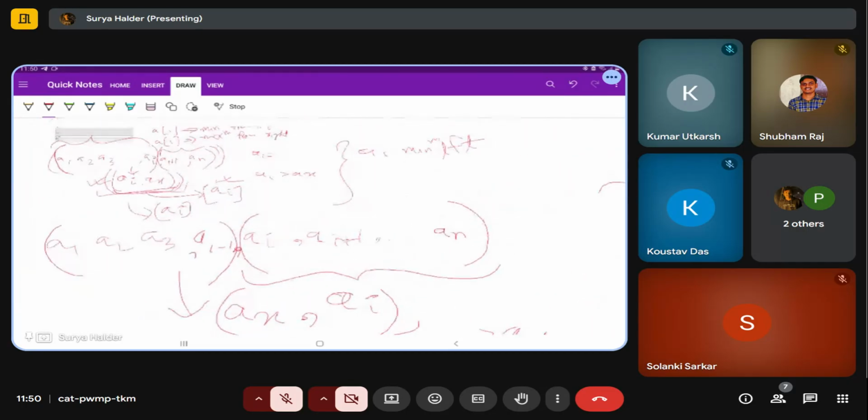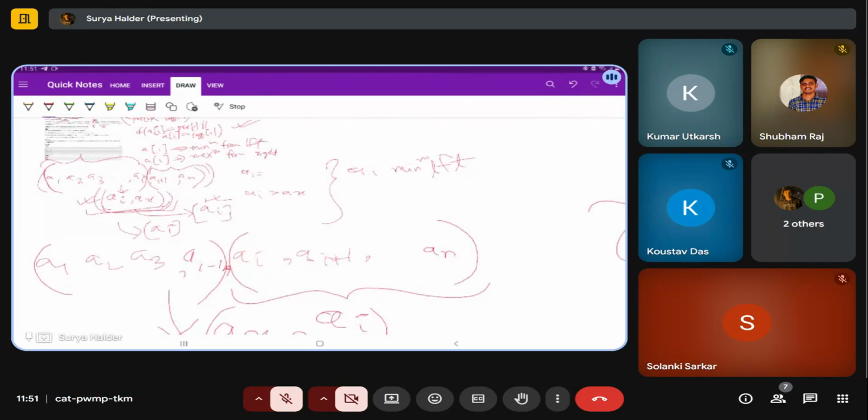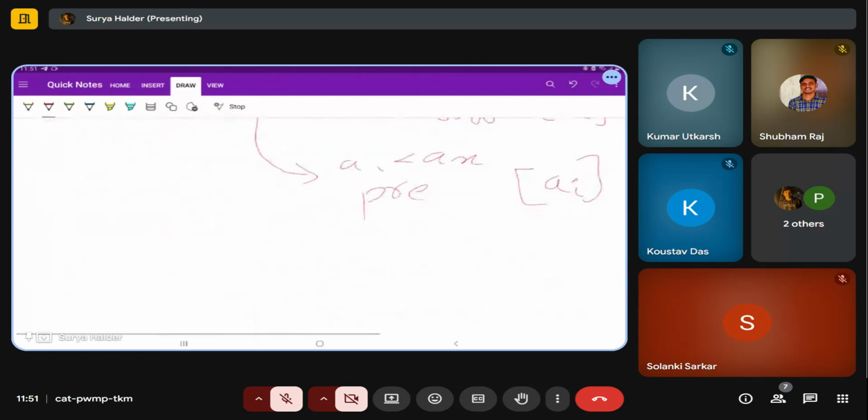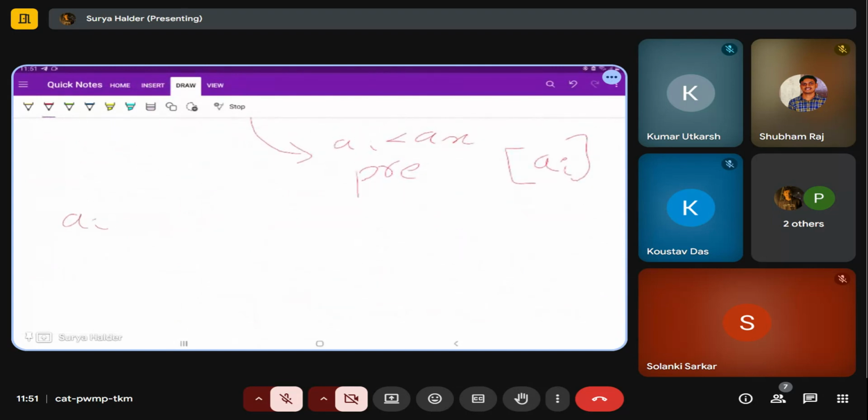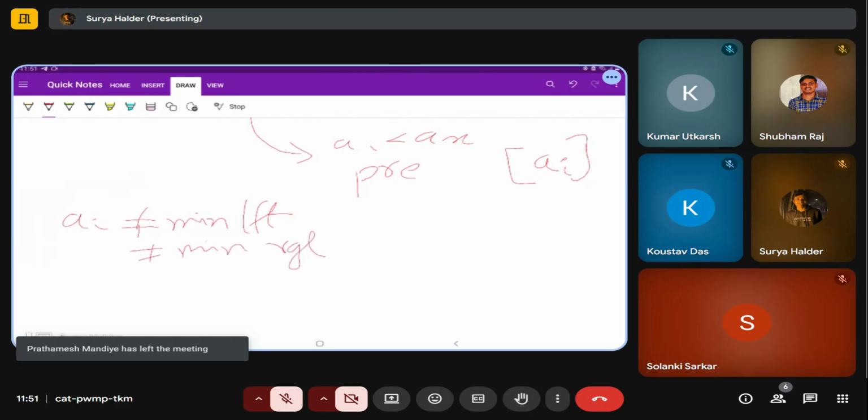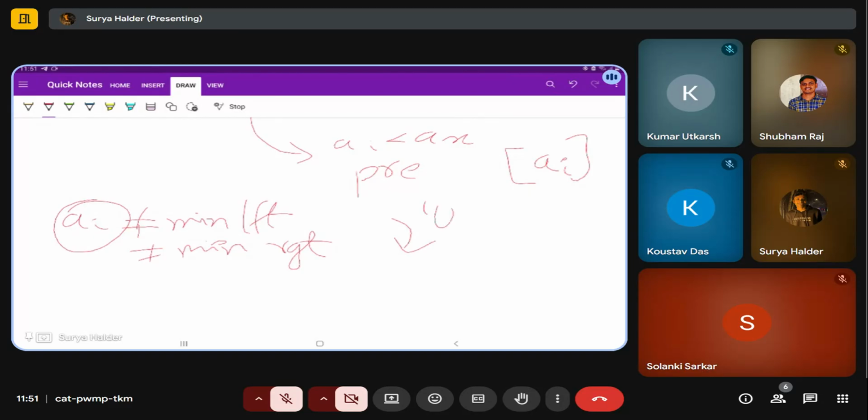And you can prove that no matter what, other operations you cannot do. Like if a of I is not the minimum from left and neither is it maximum from right, then you cannot do anything with a of I. Meaning at that position, the binary string must contain 0. Is this logic clear to everyone?